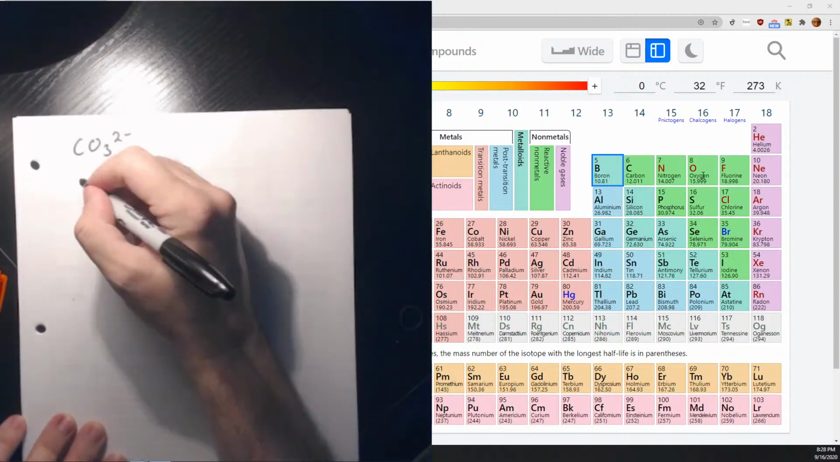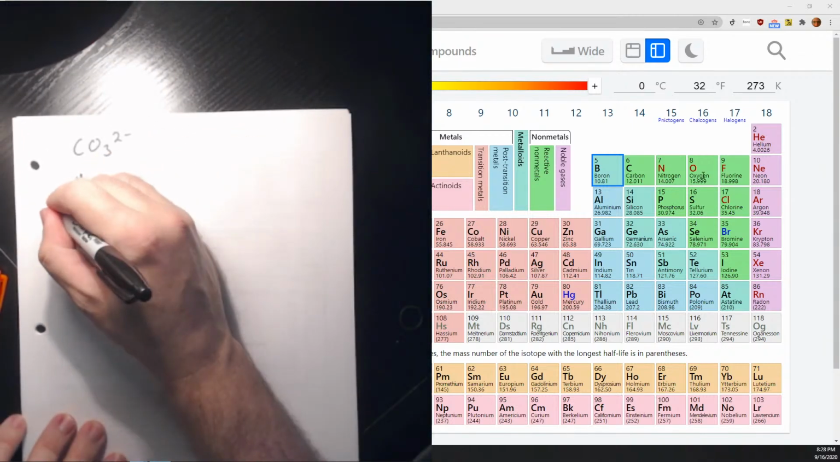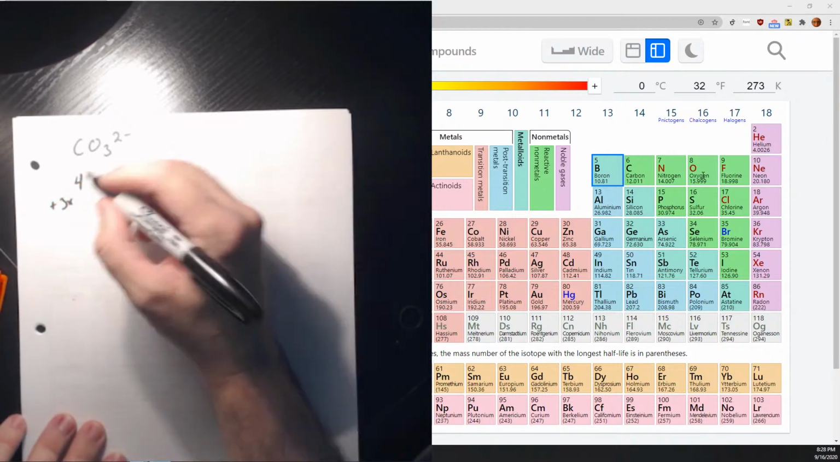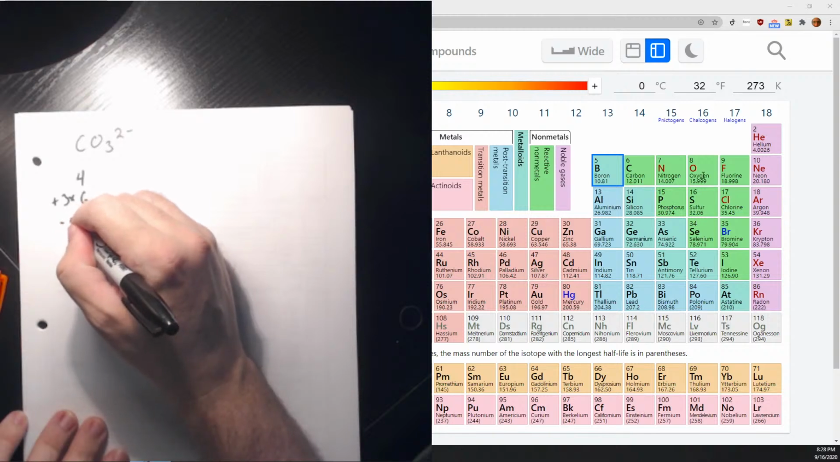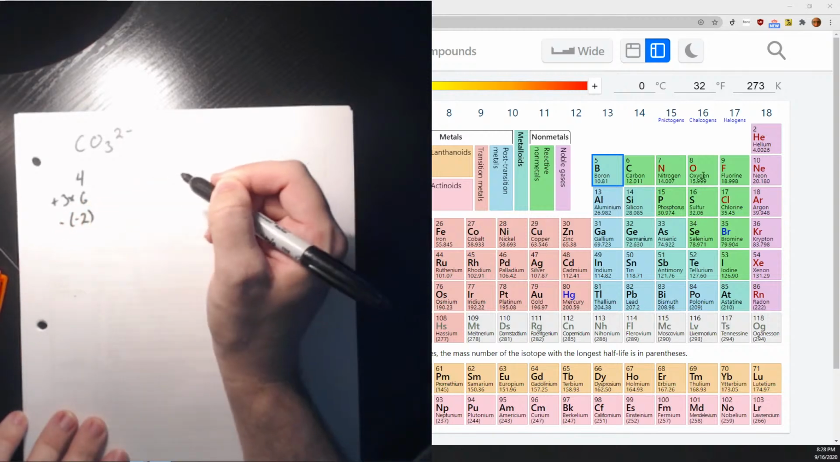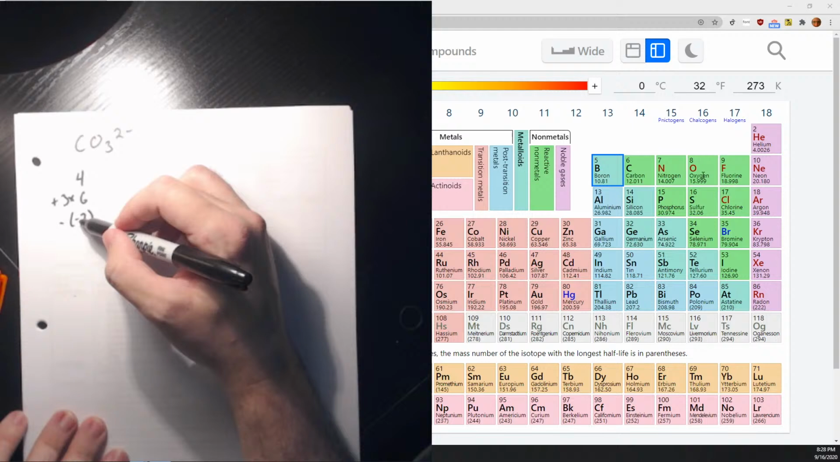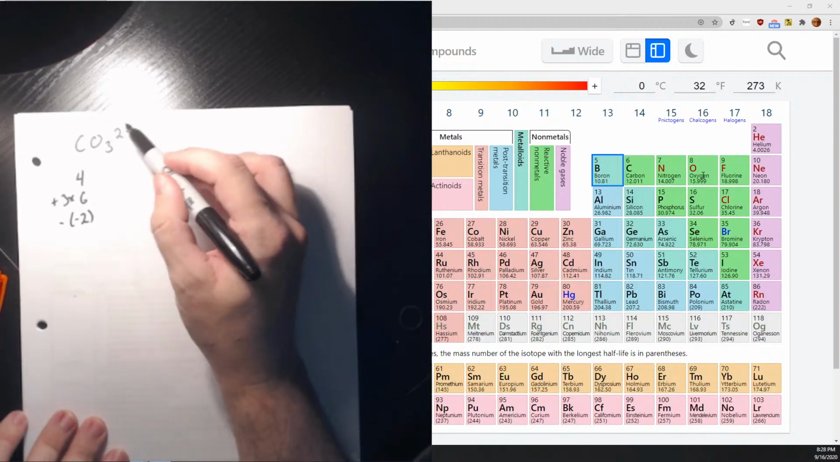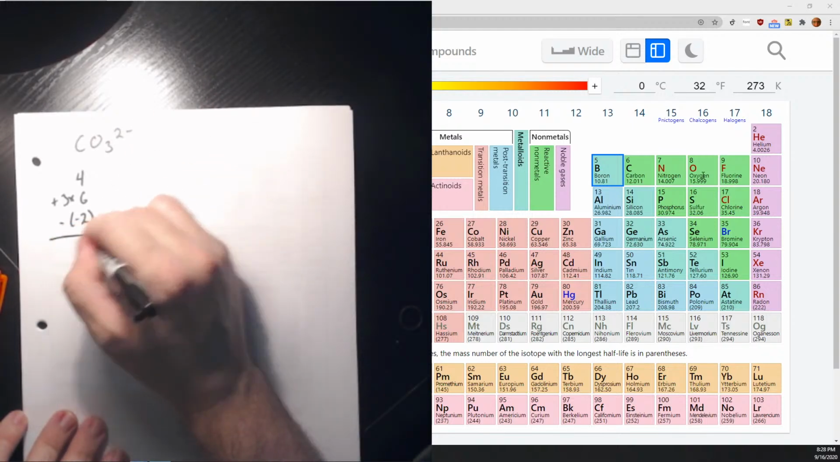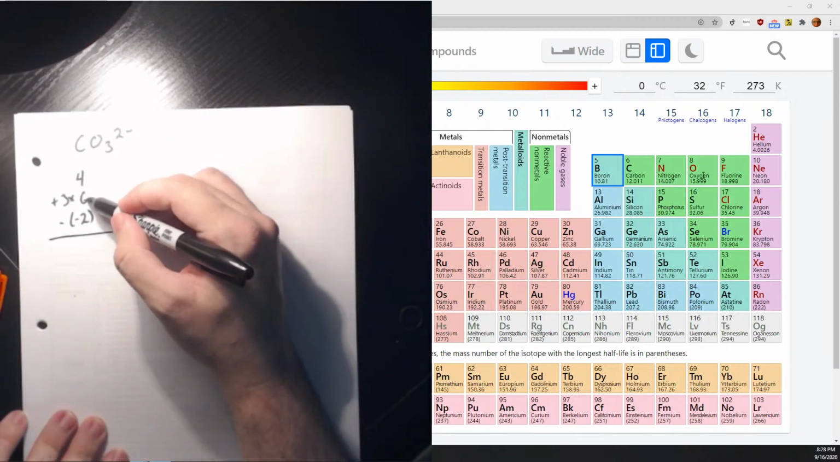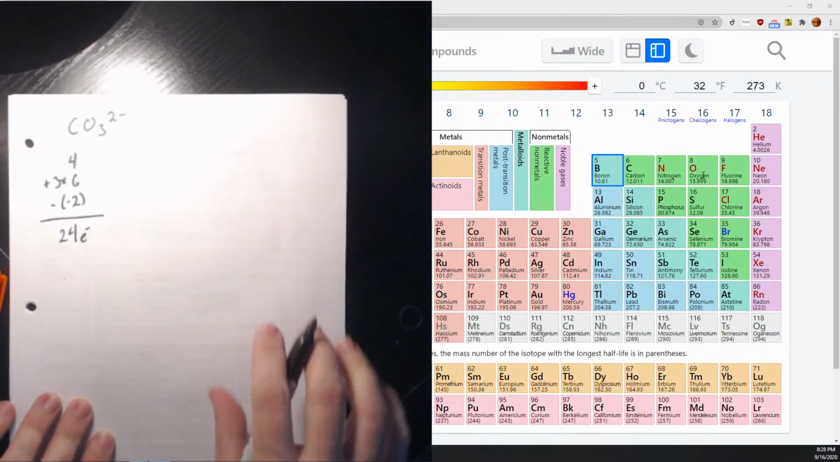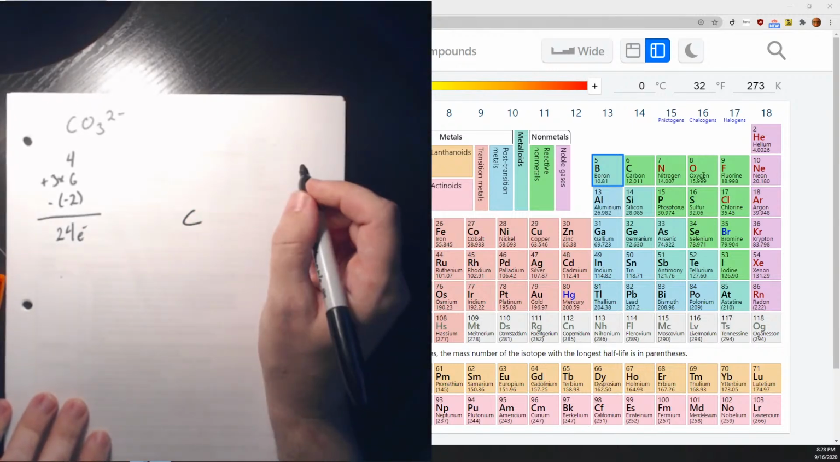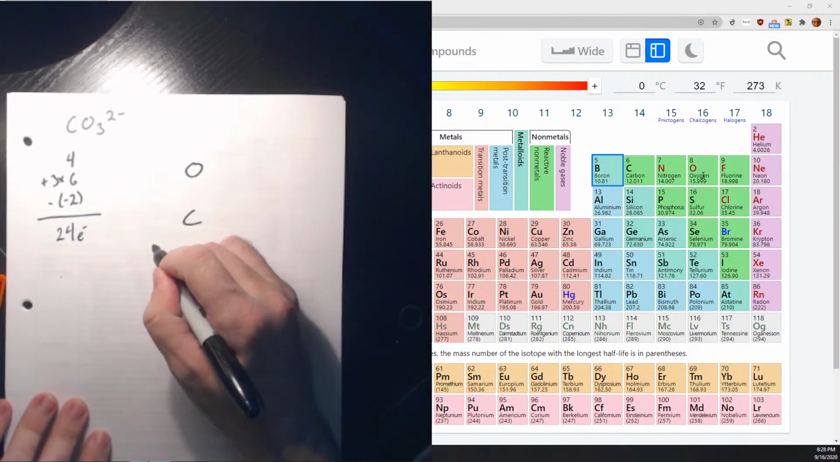So carbonate. Carbon gives us 4. We have 3 oxygens, each of whom gives us 6 electrons. And then we have a -2 charge, so we subtract -2. Basically, subtracting -2 is the same as adding 2. We have 2 extra electrons from somewhere. 4 plus 18 is 22, plus 2 is 24 electrons. Carbon is going to go in the middle. Then we put oxygens around it.